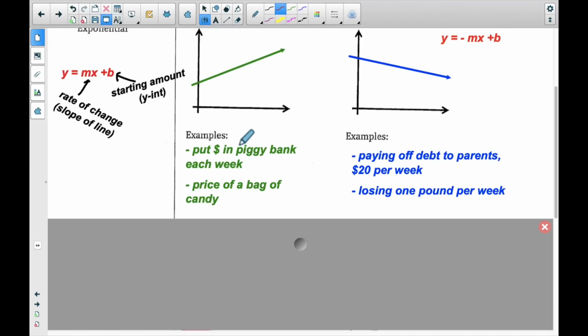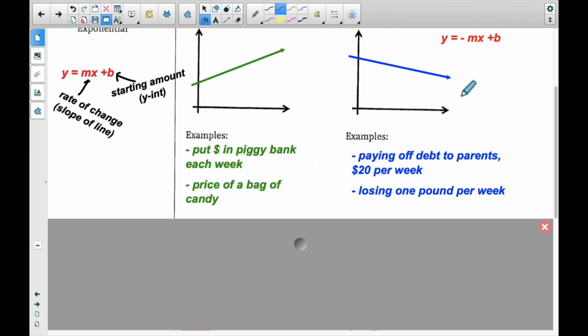Example of linear decay. So let's say you owe your parents some money. They loaned you some money for something and you're having to pay them back. Okay, so if you're paying them off $20 a week, then that would be linear decay. You're just paying them off a set amount every week. And so on your graph, it goes down $20, down $20, down $20, down $20, etc.